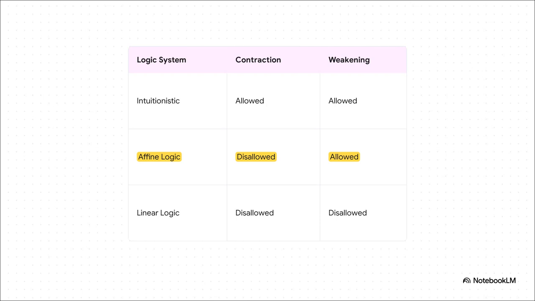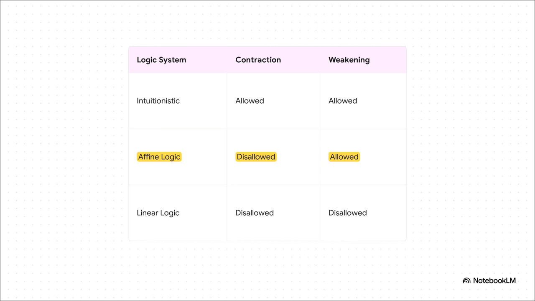And this table here does a brilliant job of showing exactly where affine logic fits in. Now, to get this, we need to know two key rules. We've already met contraction. That's our copy-paste rule. The other one is called weakening. Weakening is basically the ability to introduce new, even totally irrelevant assumptions whenever you want. Think of it like adding extra ingredients to a recipe that you don't even end up using.